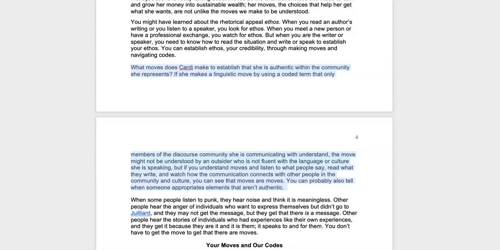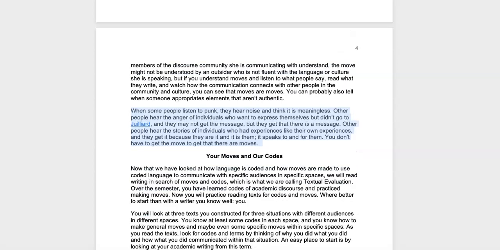You can probably also tell when someone appropriates elements that aren't authentic. When some people listen to punk, they hear noise and think it's meaningless. Other people hear the anger of individuals who want to express themselves but didn't go to Juilliard, and they may not get the message, but they get that there is a message.